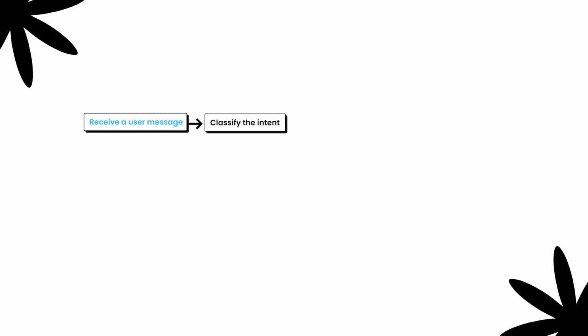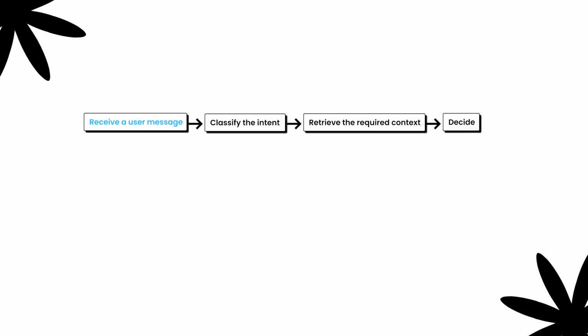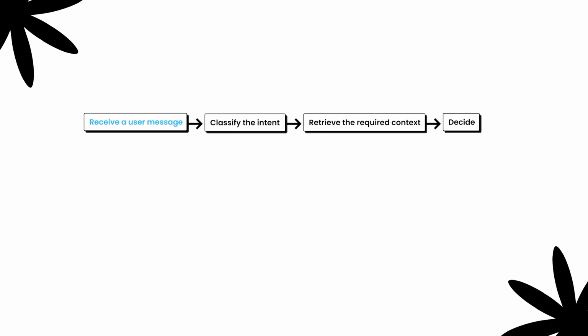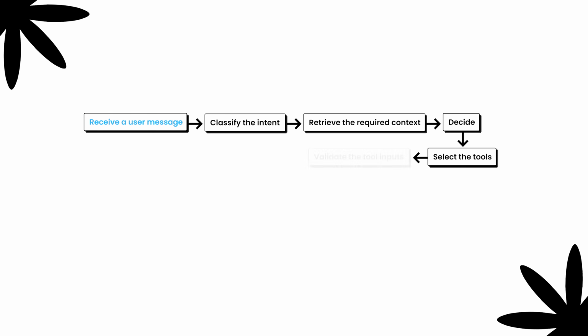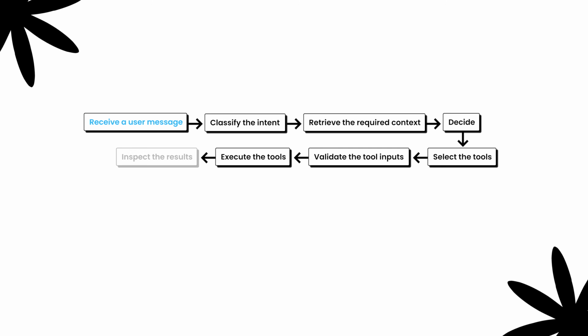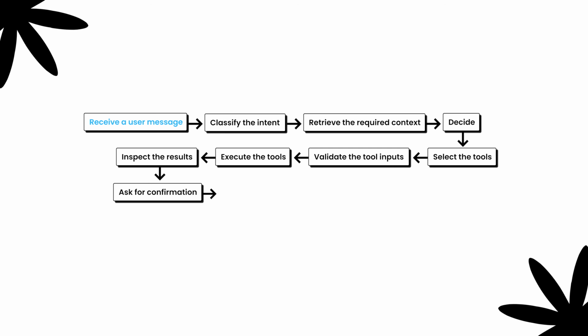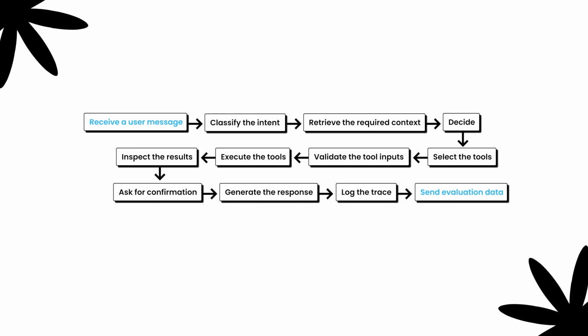For example, you receive a user message, you classify the intent, you retrieve the required context, you decide whether the request is in scope or not, then you select the tools, then you validate the tool inputs, then you execute the tools, then you inspect the results, then you ask for confirmation if it's needed, and then you finally generate the response. And then you log the trace and send evaluation data asynchronously.